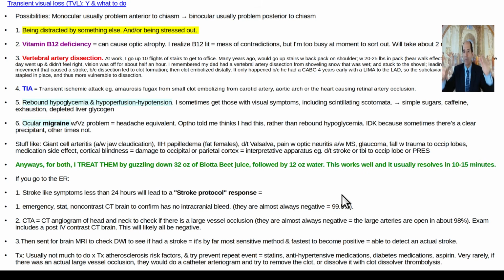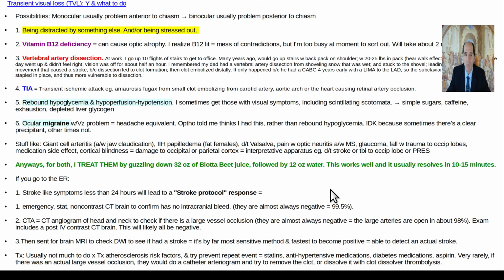If you're heavily fasted, you could have a depleted liver glycogen, less ability to compensate for a rebound hypoglycemia effect. If you exercise a tremendous amount and then combine all these things simultaneously, prolonged exercise, depleted liver glycogen, and caffeine, that could make the situation worse. There is something called ocular migraines, which can present exactly the same as rebound hypoglycemia.